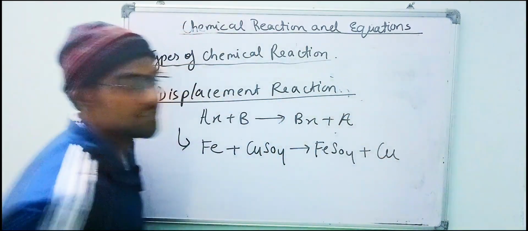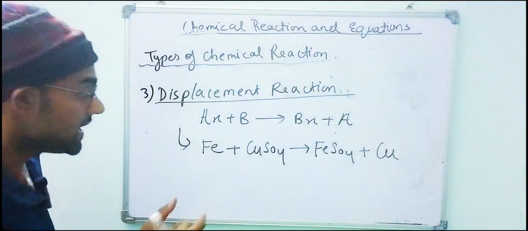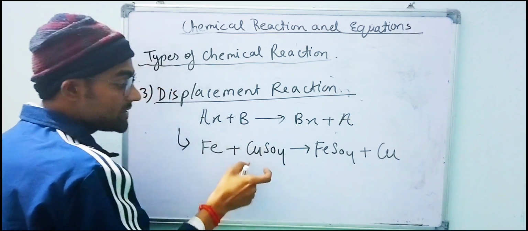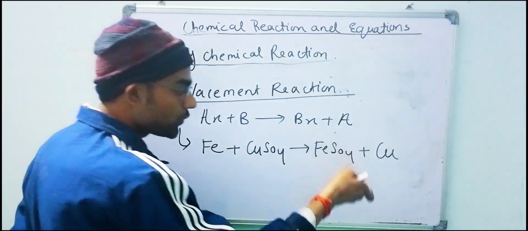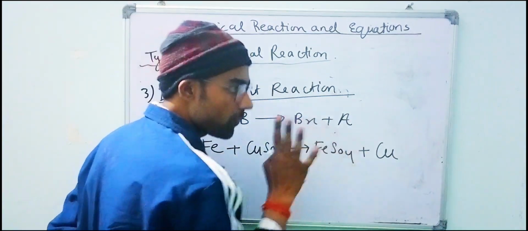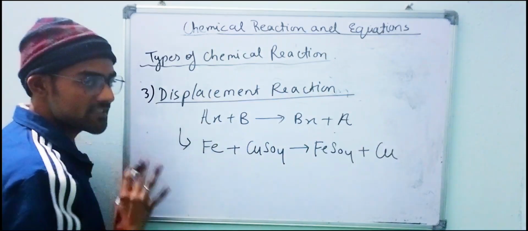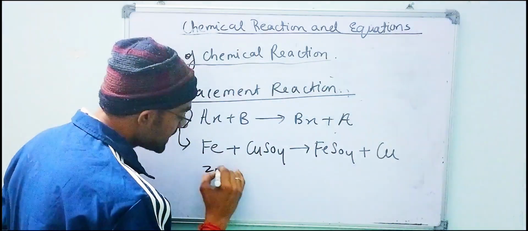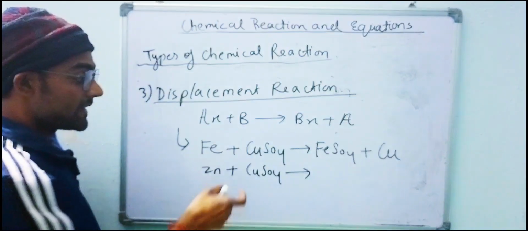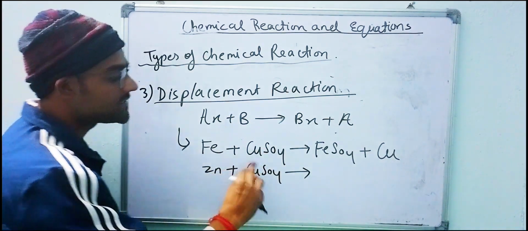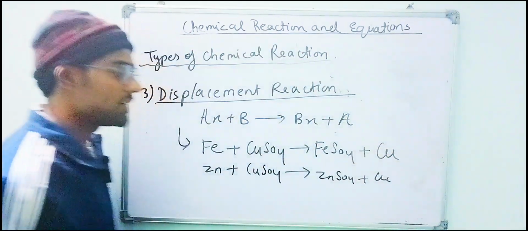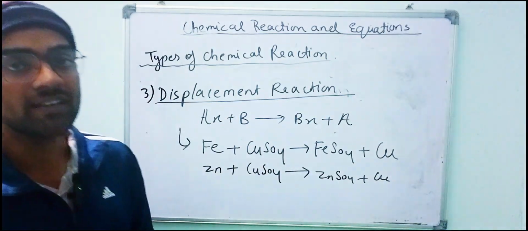So this reaction is an example of a displacement reaction, in which there is iron and copper sulfate, and in the product we see that iron displaces the copper. So this is known as the displacement reaction. One more example: zinc plus CuSO4. In that case zinc displaces the copper, so it becomes ZnSO4 plus Cu, that is copper. So this is an example of a displacement reaction.